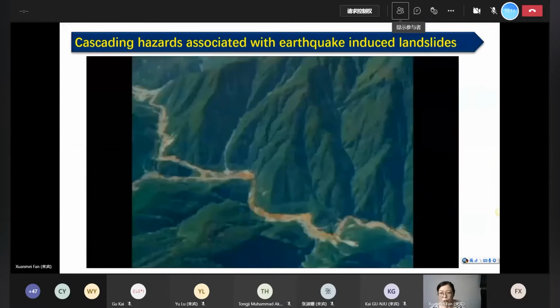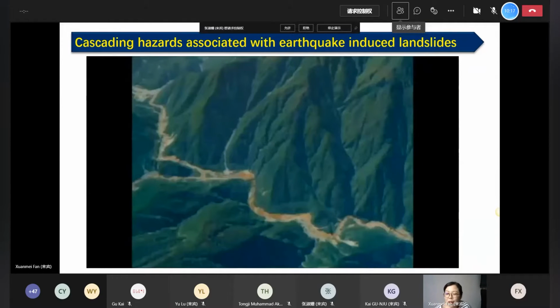So just to give you a kind of a short introduction of what I'm talking about, because I think some of you may not really know when an earthquake happens, why it will trigger so many landslides. So I'll first show you a piece of animation.